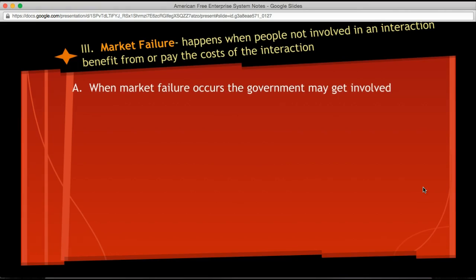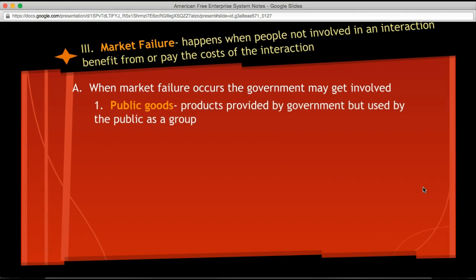In a modified free enterprise economy or a mixed economy like we're talking about, the government may get involved to try and prevent market failure, or at least minimize market failure. Now, the one market failure that I want to talk about in this video is the idea of public goods. Public goods are products that are provided by the government, but they are provided to everyone as a group. So the group as a whole uses them.